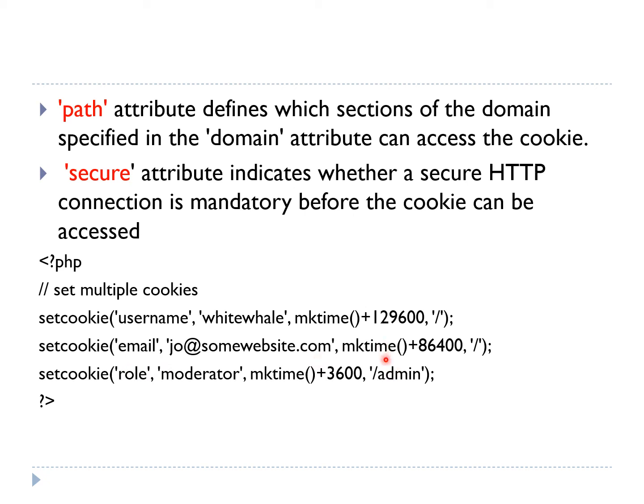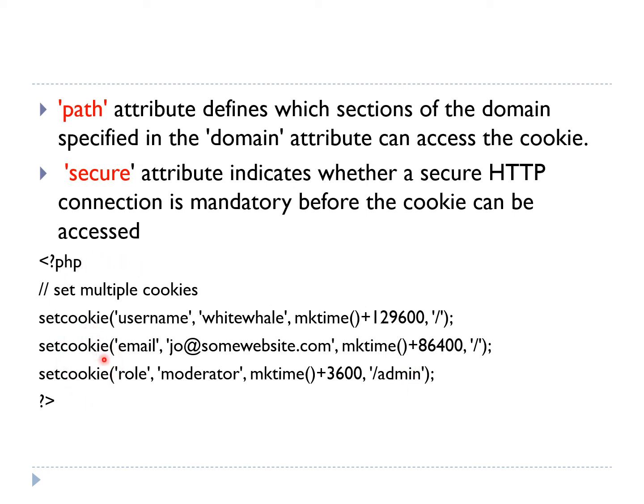Then next is setcookie of email, joe@somewebsite.com. It also has some expiry date. So here the next data related to the corresponding URL is email. The email is stored as joe@somewebsite.com. It also has some expiry date. The third cookie associated with the same web page is role, and it contains the data moderator. It also has an expiry date, and the URL associated with it is the admin page of the current website.